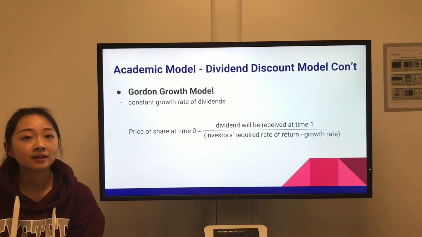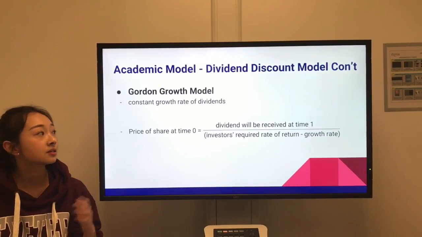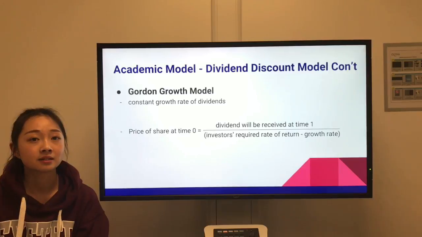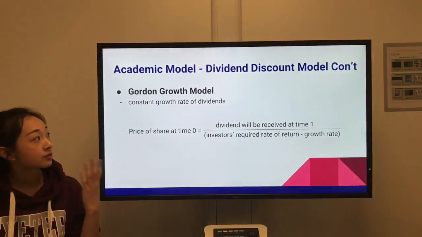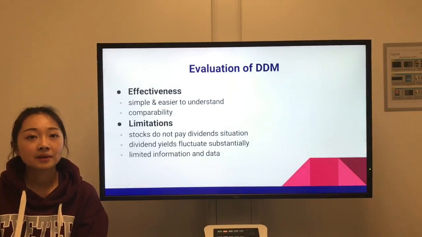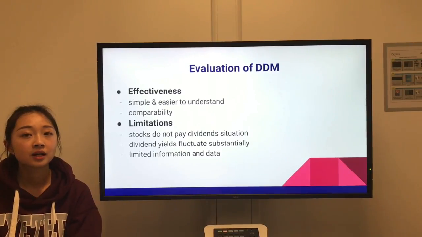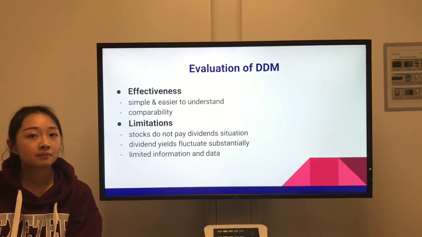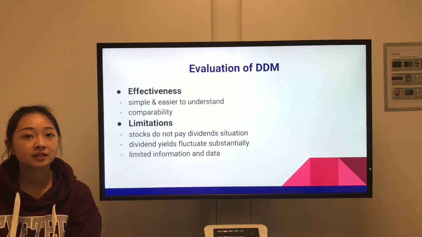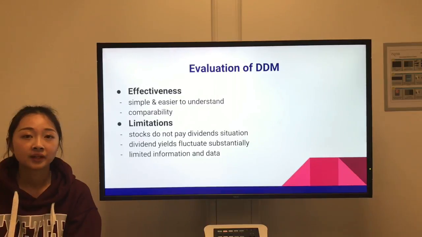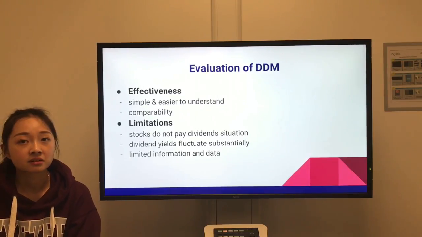Thus, to simplify every year's prediction, assume a constant growth rate of dividends, so that is the Gordon growth model. The DDM is simple to calculate and more understandable than other models. It's easier to use to compare different sizes of companies and different industries, as it doesn't consider market conditions. However, there are several limitations.